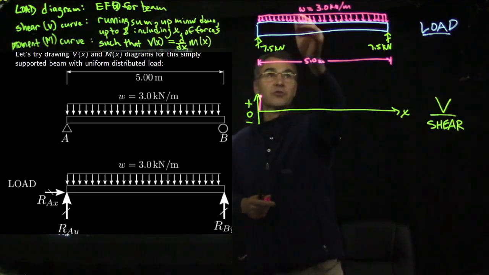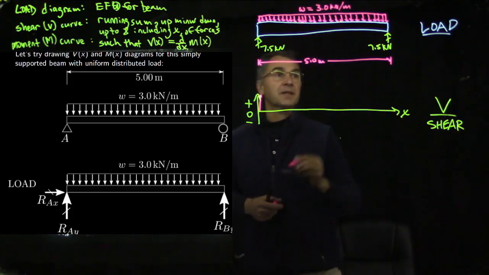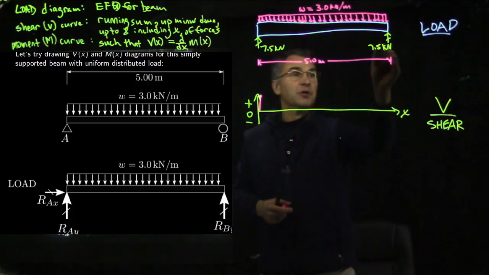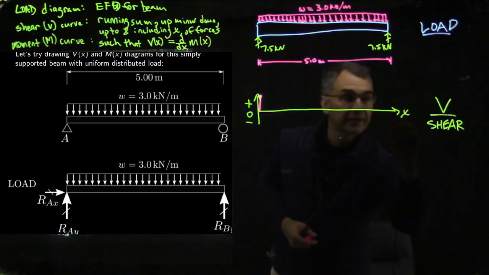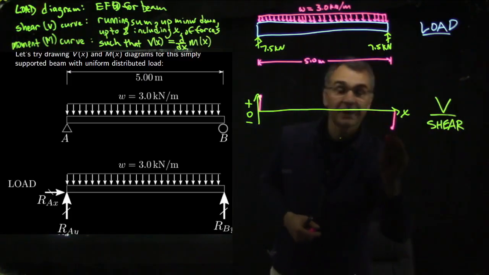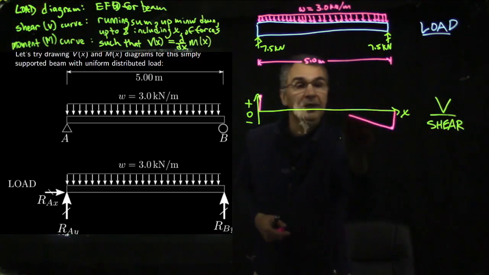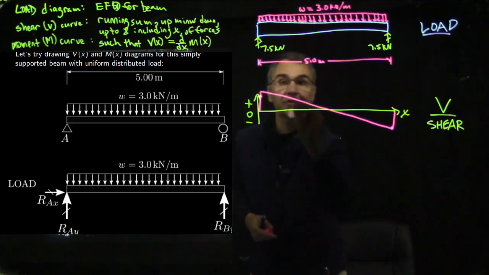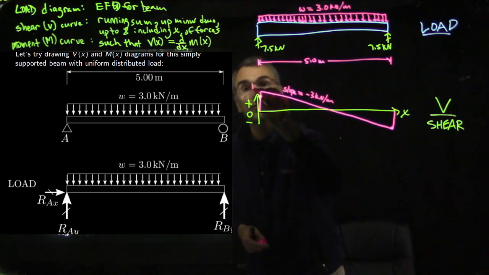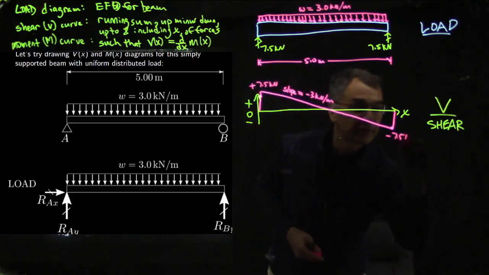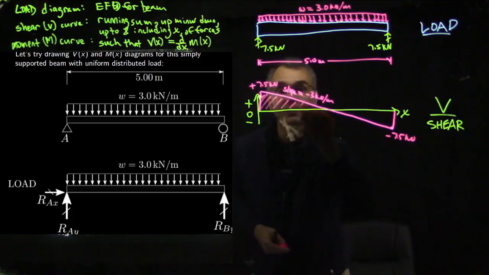And then we have a downward slope of 3 kilonewtons per meter. What's going to happen on this end is you're going to be at a point where 7.5 brings you back to 0. So on this end we're going to have minus 7.5, and it's going to pass through 0 in the middle. So this is slope equals minus 3 kilonewtons per meter, and this value is plus 7.5 kilonewtons, and this value is minus 7.5 kilonewtons, and we can fill this in like this.